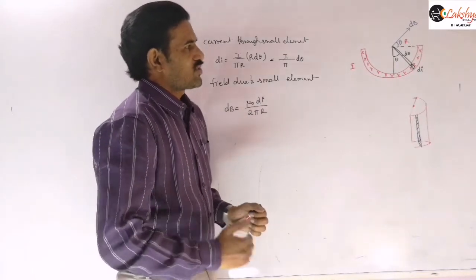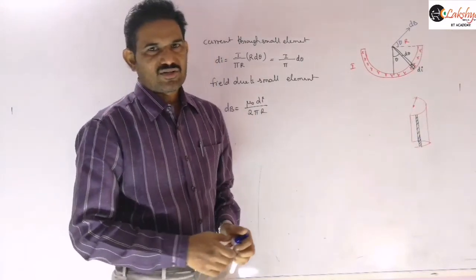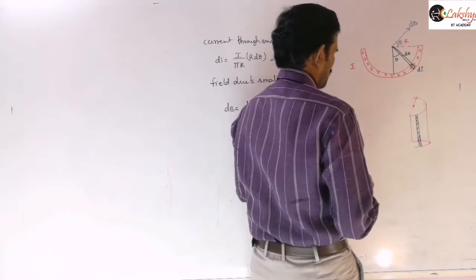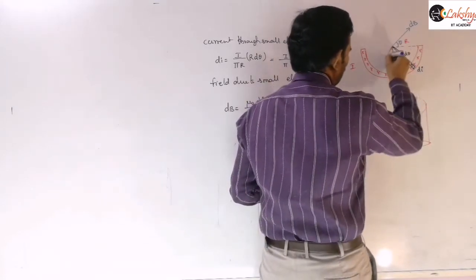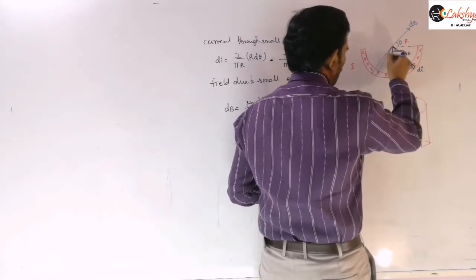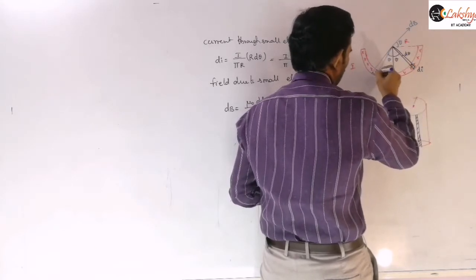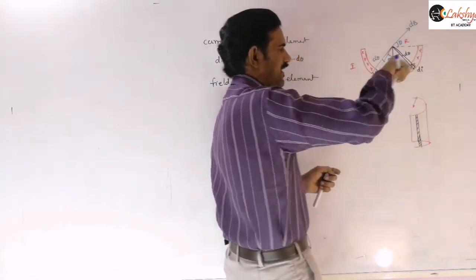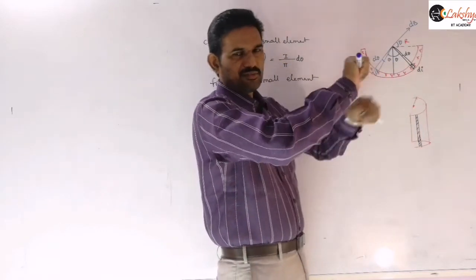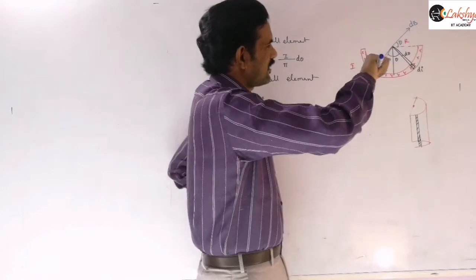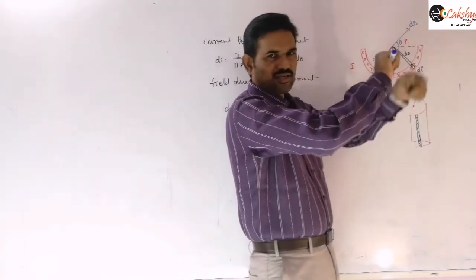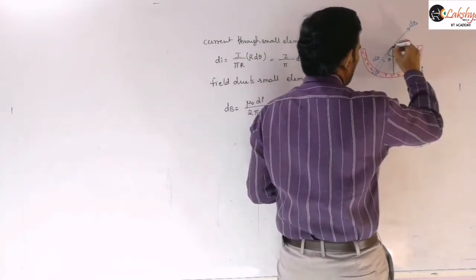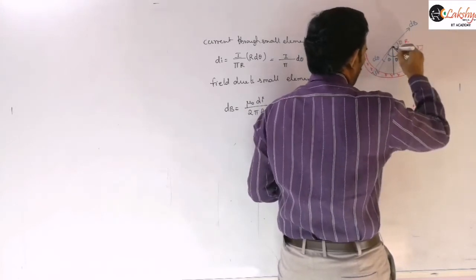And so next, if you are taking another element, then you will get different directions there. Now suppose I am taking another symmetrical element here. Like this angle is theta and this is d theta. Now here also the magnetic field is into the plane, since the current is into the plane. So the magnetic field lines will be there like this. So the magnetic field due to this element will be perpendicular to this, and it makes an angle of d theta with this.